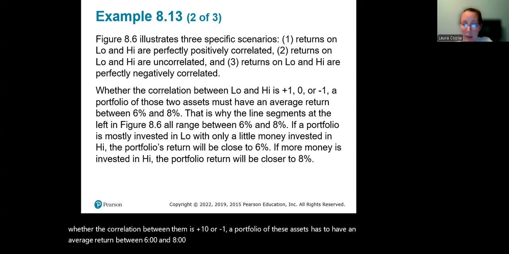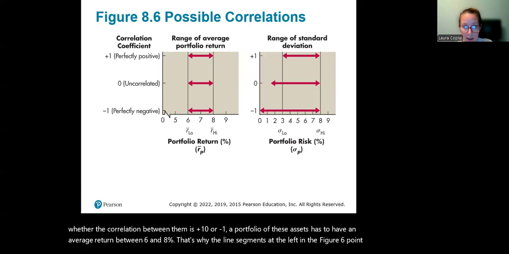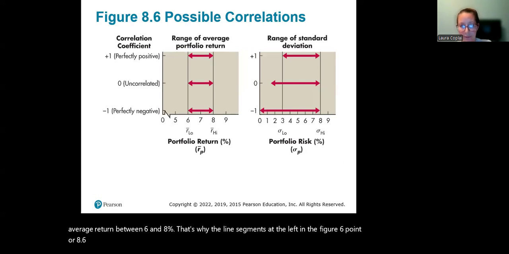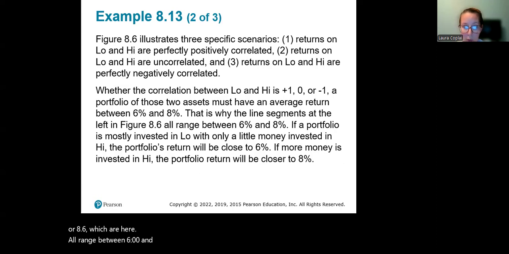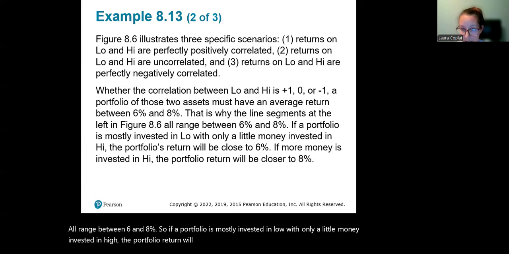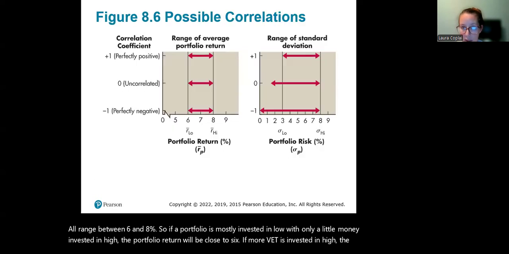That's why the line segments at the left in figure 8.6, which are here, all range between 6 and 8%. If a portfolio is mostly invested in low with only a little money invested in high, the portfolio return will be close to 6. If more is invested in high, the portfolio return will be closer to 8.